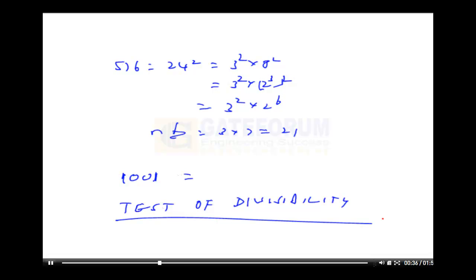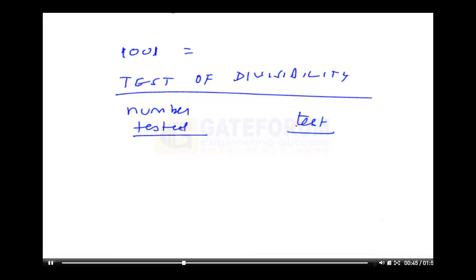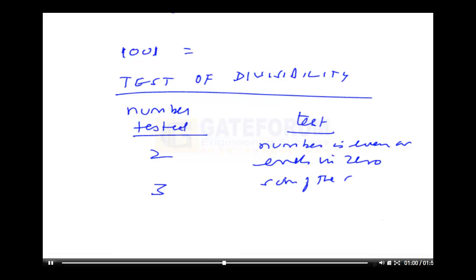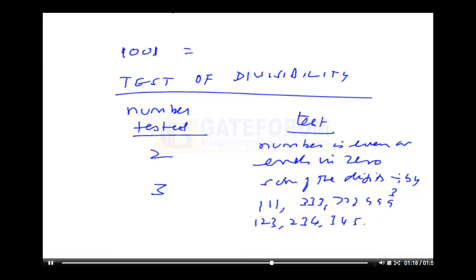How will anybody know which number divides what? So, the number tested and the test to be conducted. How will you know a number divides 2? The number is even or the number ends in 0. For 3, the sum of the digits should be divisible by 3. You can take all single digits, same numbers, 111 or 333 or 777, or these numbers will divide 3, or any 3 running numbers will always divide 3.